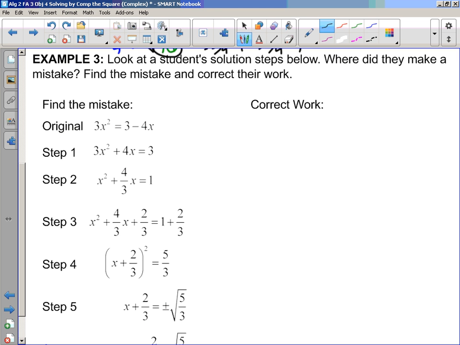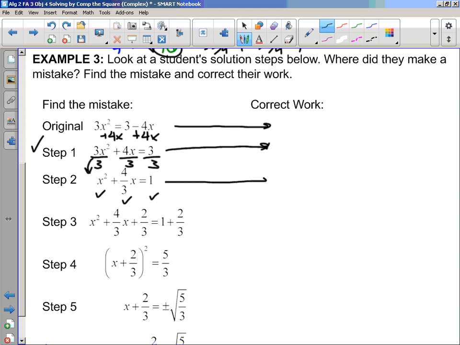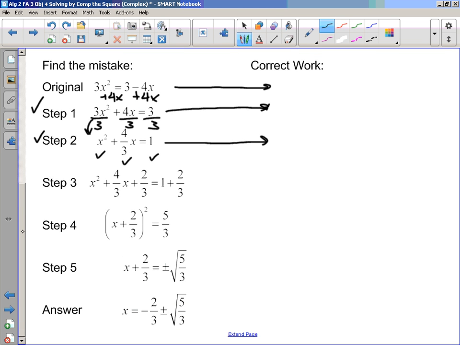I want to get my constant by itself on the right-hand side. So it looks like this person added 4x to both sides. So that step's good. So what I'm going to do is just draw an arrow if it's correct. So I'm not going to rewrite it. I'm just going to follow along. And then from step 1 to step 2, it looks like they divided each term by 3. And yep, x squared, 4 over 3x, 3 divided by 3 is 1. So we're okay there.